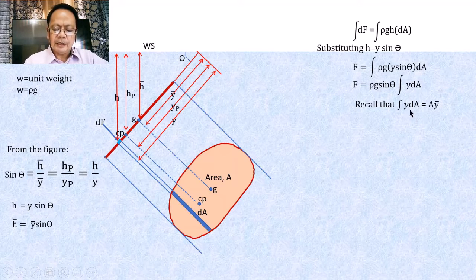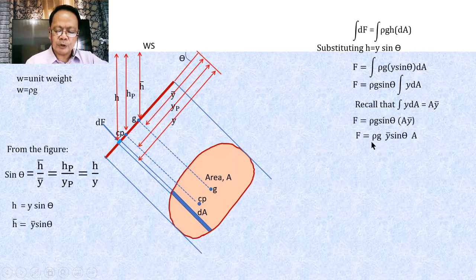Now, if this term, the integral of Y dA, will be substituted with the product of A multiplied by bar Y in this equation, then our equation becomes rho g multiplied by sine of theta multiplied by A times bar Y. Diba? Ngayon, pagsasama-samahin ulit natin, if we will be rearranging this, then the equation becomes rho g times bar Y sine of theta multiplied by A. But sana mapansin niyo that this bar Y sine of theta is actually equal to bar H, di ba? Kaya nga sabi dito, bar Y sine of theta is equal to bar H.